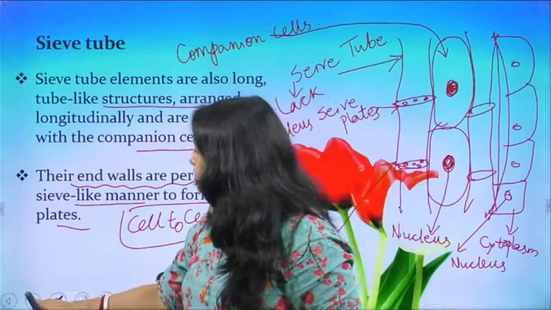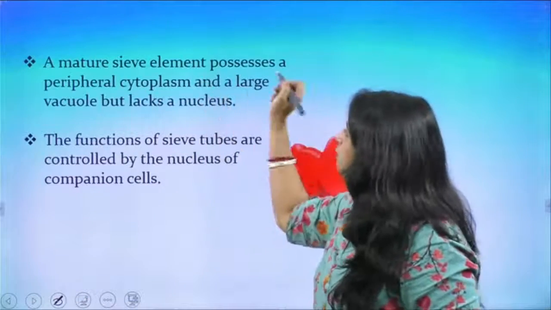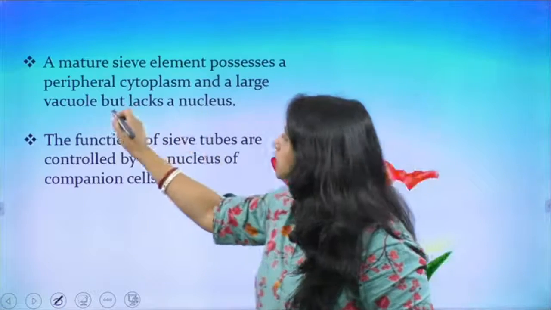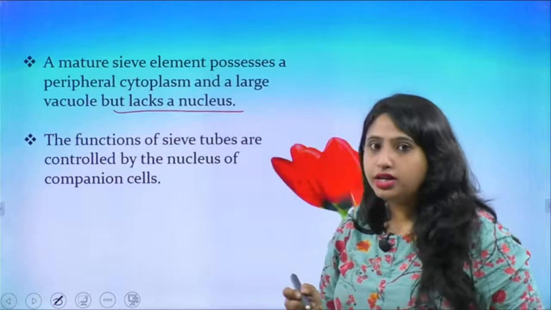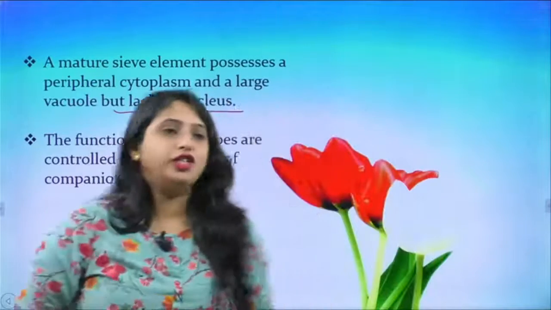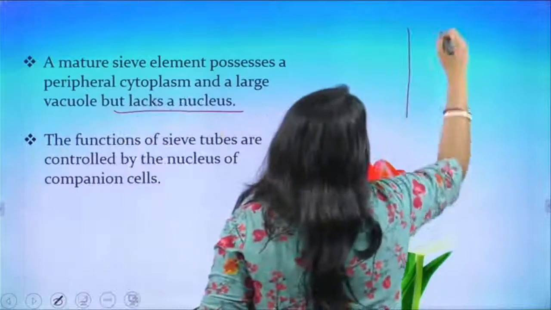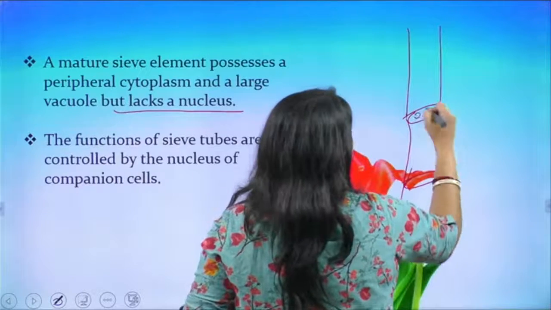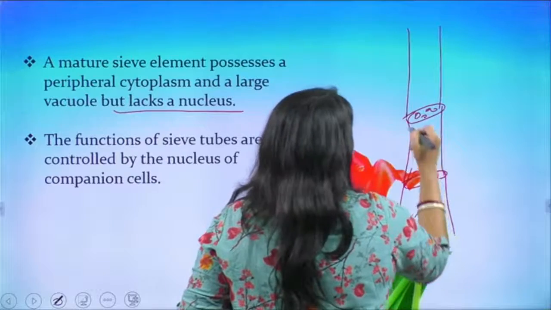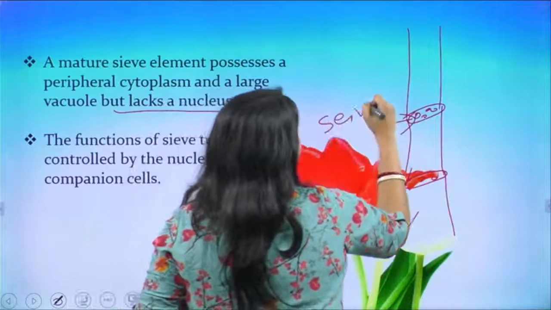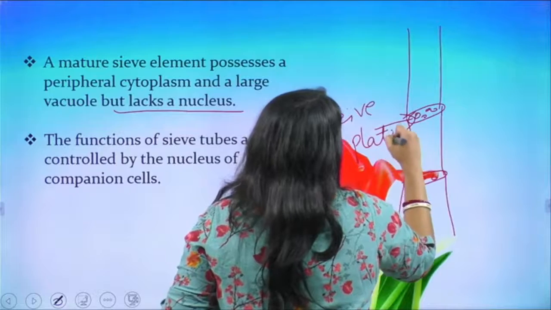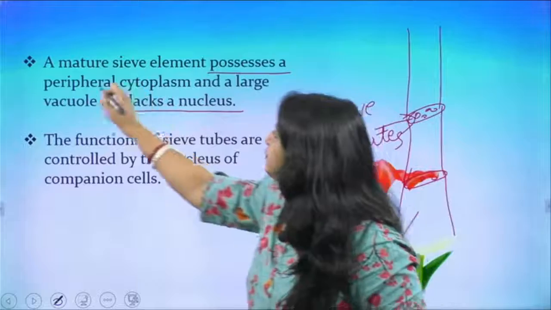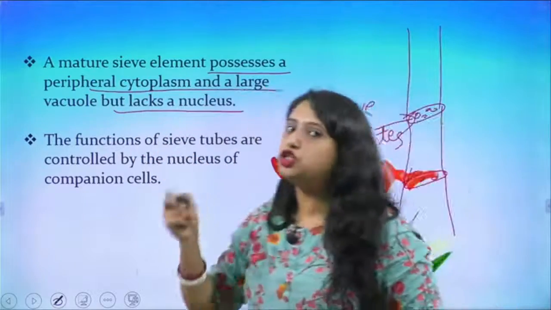So next, let us see that a mature sieve element possesses a peripheral cytoplasm and a large vacuole but lacks a nucleus. So this sieve tube, as you have seen, they look like this structure. Alright, they are like this. They have got this sieve plates, okay, but they lack the nucleus, and they possess a peripheral cytoplasm and a large vacuole.